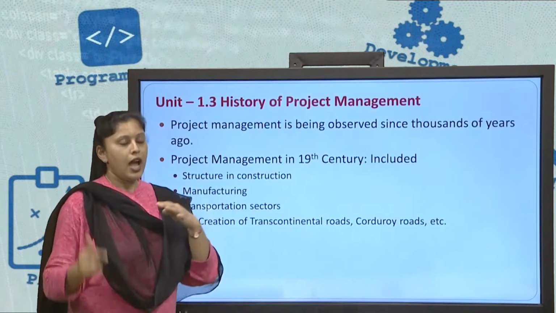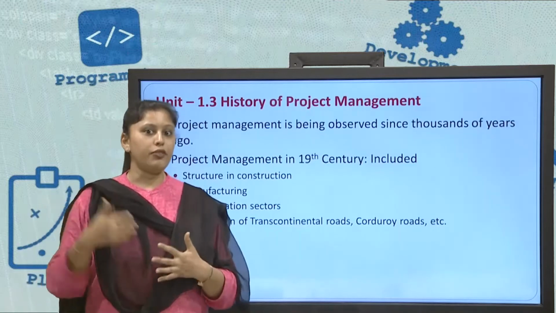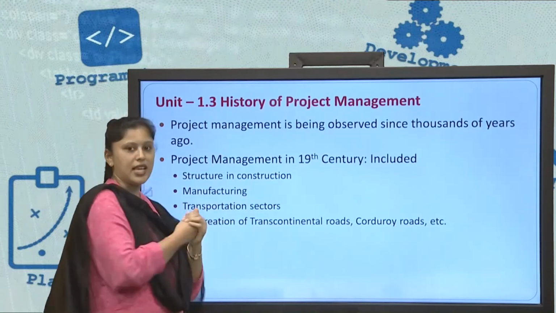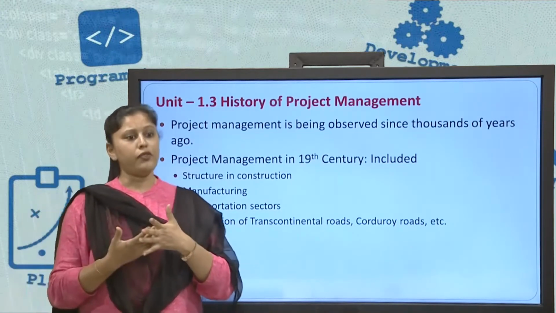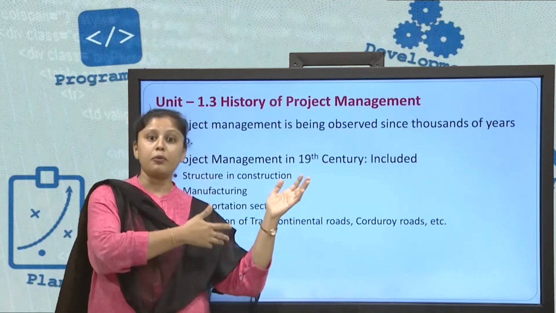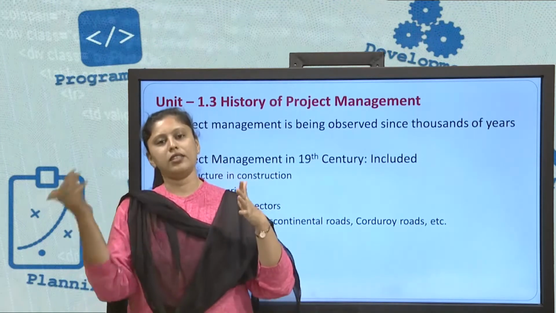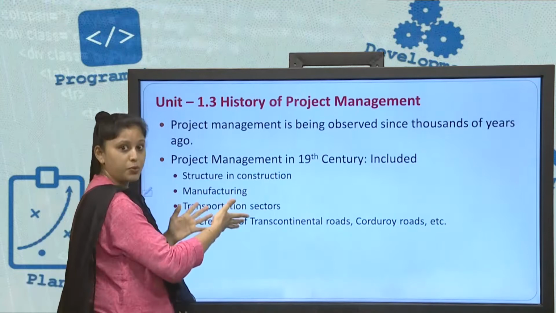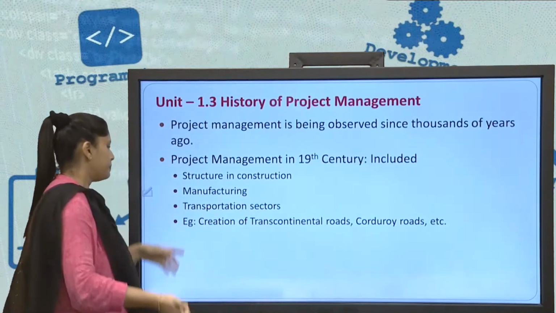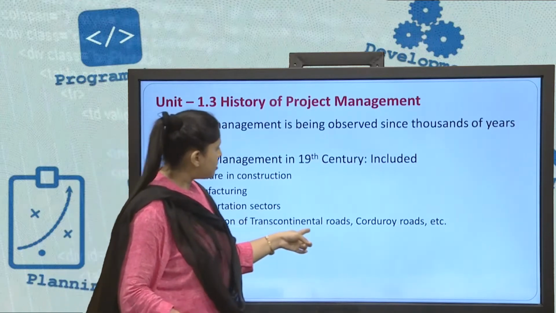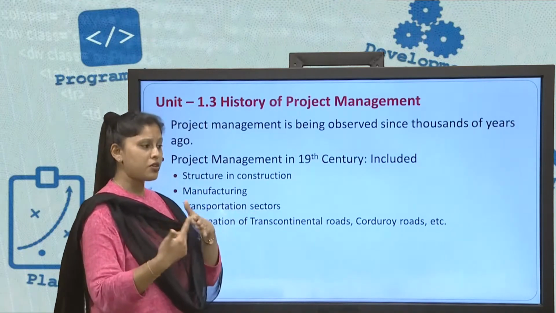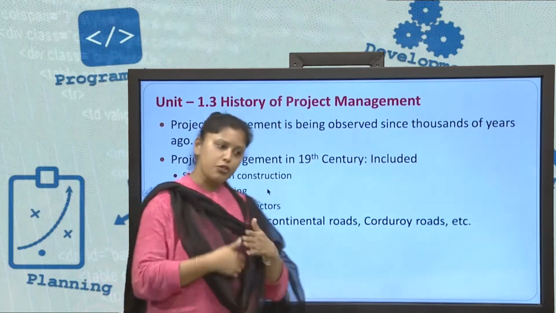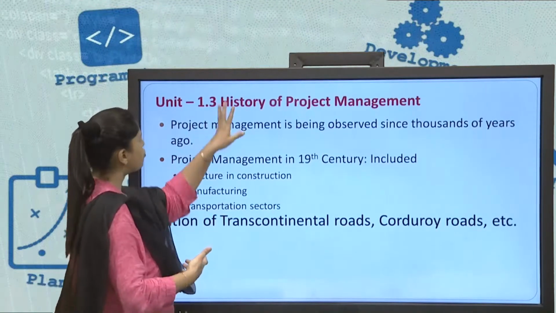Then manufacturing. In the 19th century people started manufacturing their own products, so manufacturing also included management. Transportation sectors: because people started manufacturing products, they were selling their products from one place to another place and maybe then a third place. To move my product from one place to another, of course I need transportation. An example is the creation of transcontinental roads, meaning from one continent to another continent, and within the continent also, and corduroy roads, for transportation. So all this comes under the history of project management.